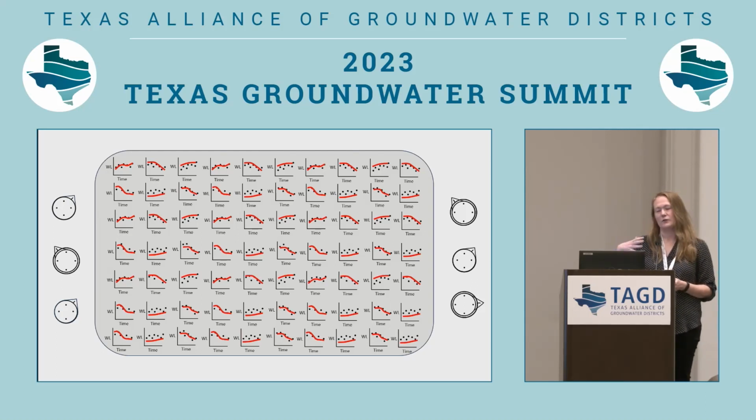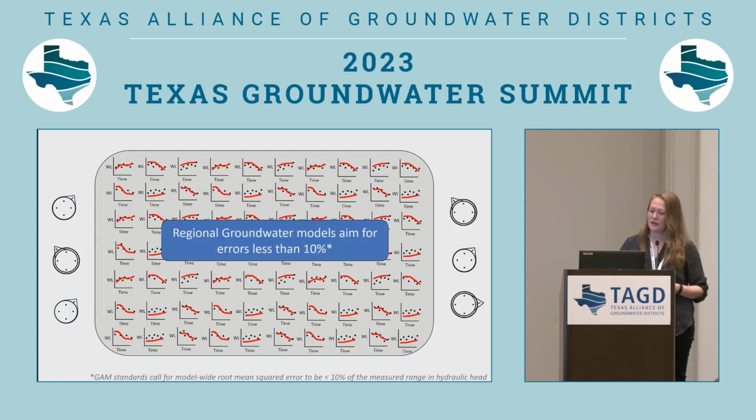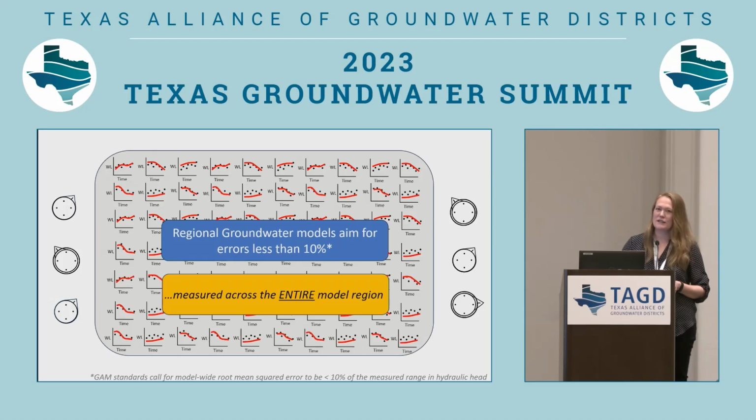And if we didn't want our computer running and running until it turned into a pile of goo, we need to set a cutoff. And so for us, we say we need errors less than 10%, and that'll be good. The misunderstanding that we sometimes have here is that this is measured across the entire model region. This is not 10% in a particular county or a district. And so you can maybe see where I'm going here.